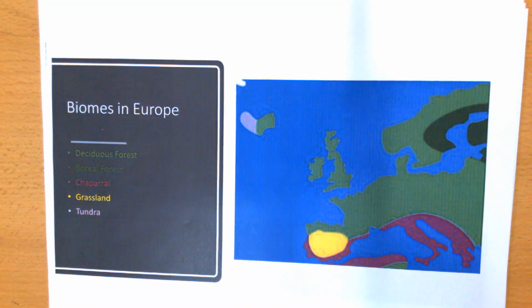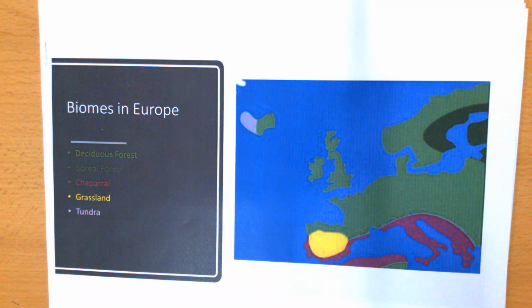Then we come to the purple, or the pink, which was the chaparral, and that biome would cover down in more southern Europe, regions such as northern Italy, southern France, and parts of Spain. The grassland biome would be in Spain as well, the only country that it is in. And finally, the tundra biome would cover areas up here in Greenland.